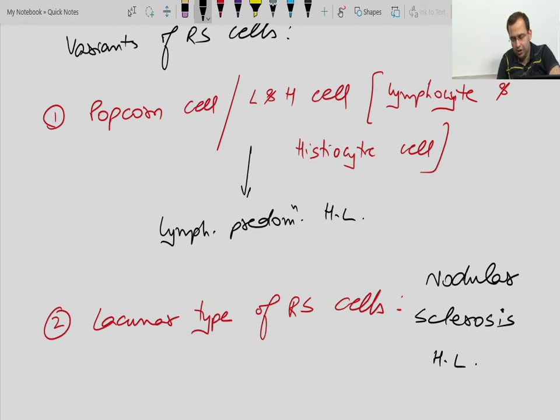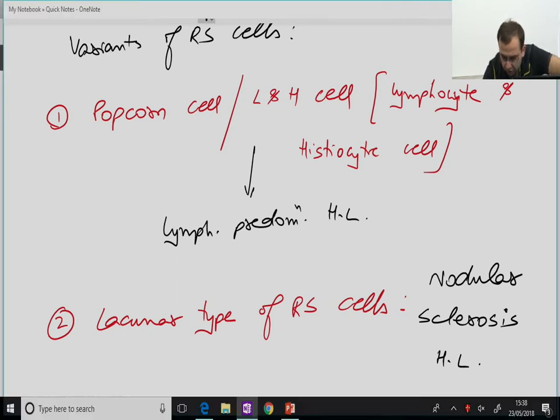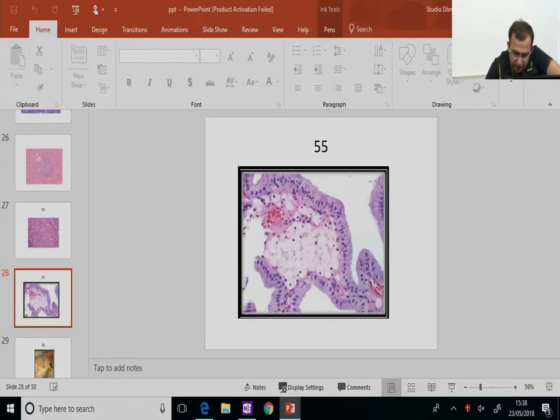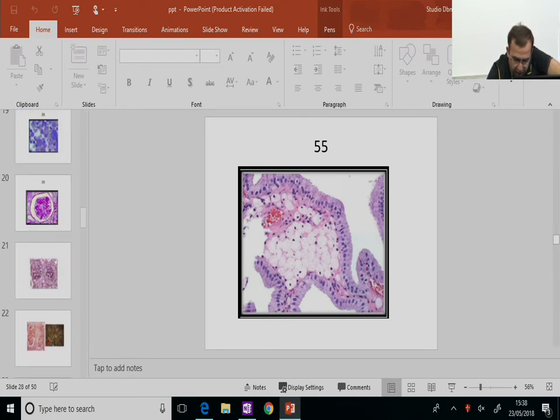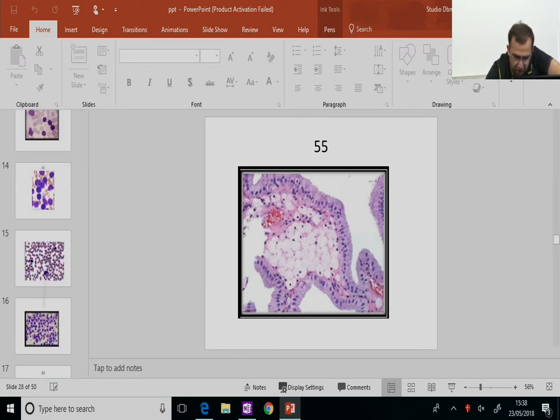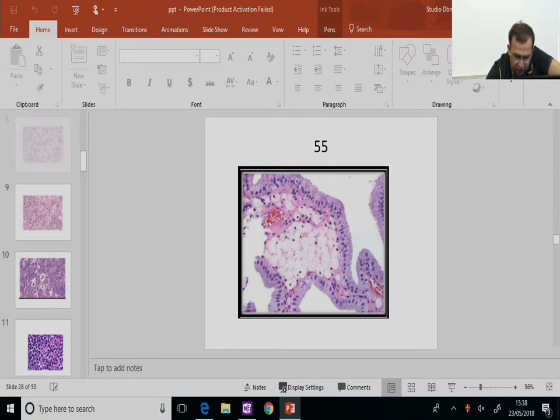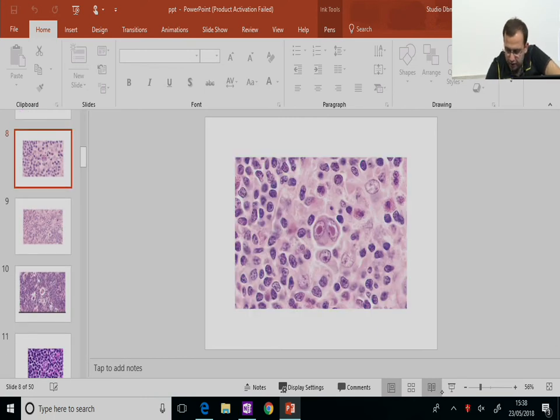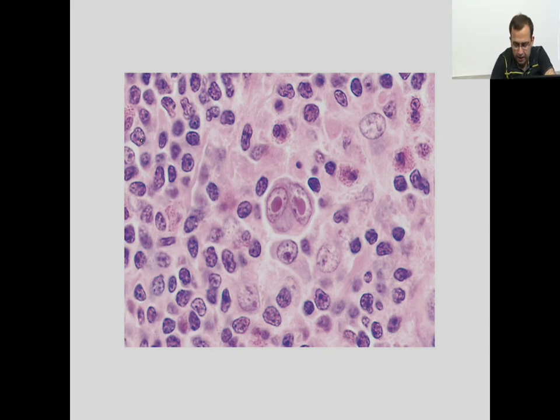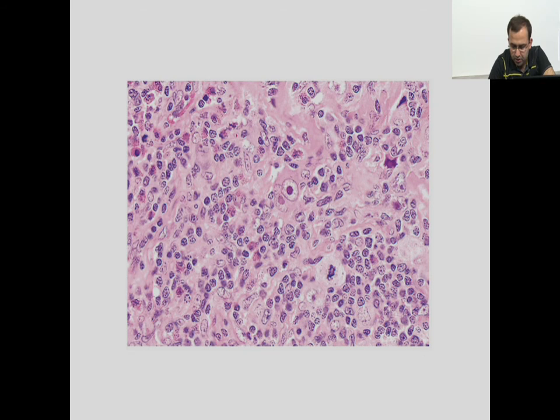So before we go further, let us see what they look like microscopically. Starting with the first one, have a look at this. This is the classical RS cell, binucleate cell, prominent eosinophilic nucleoli. Next, it is the same. In the previous slide, this area was magnified.